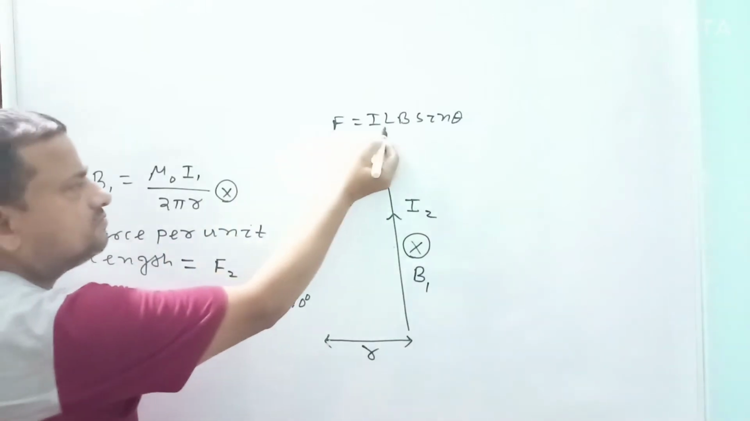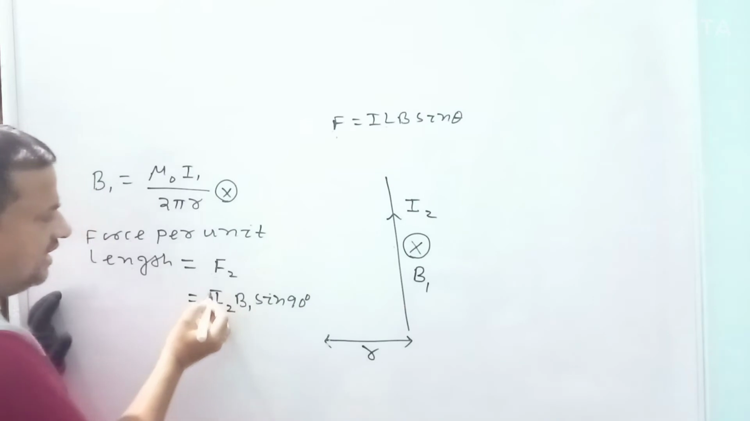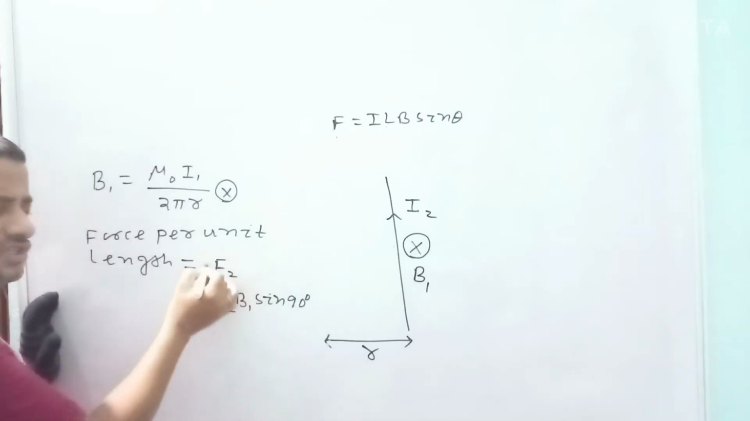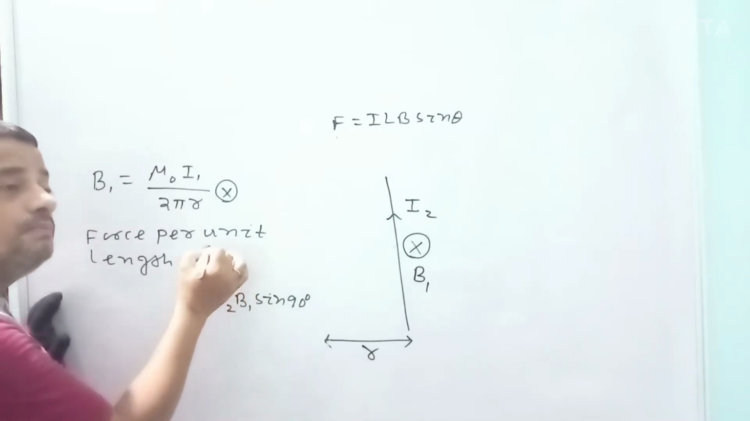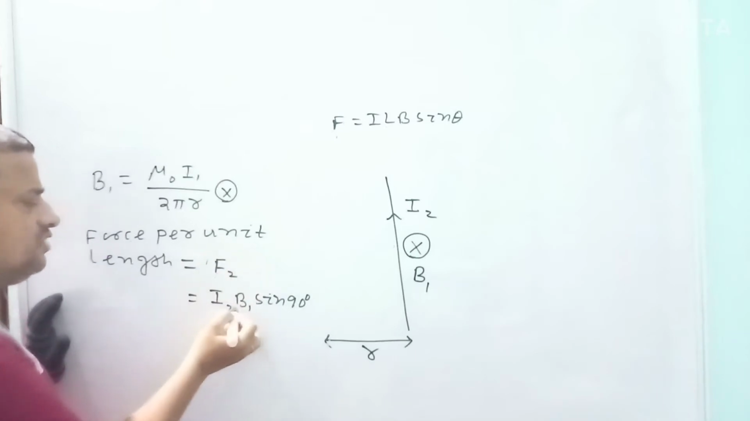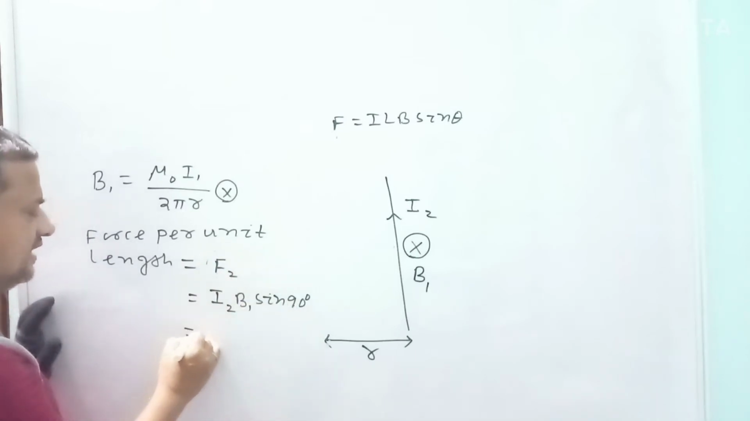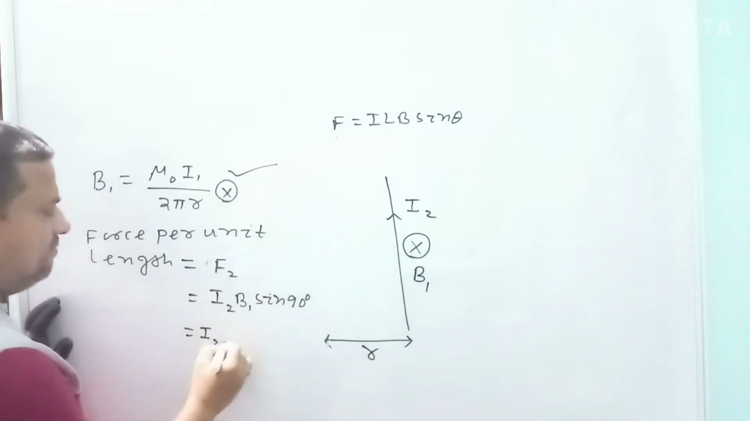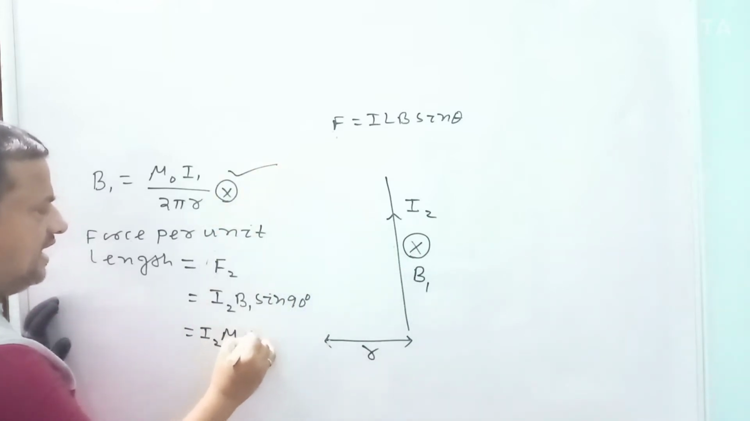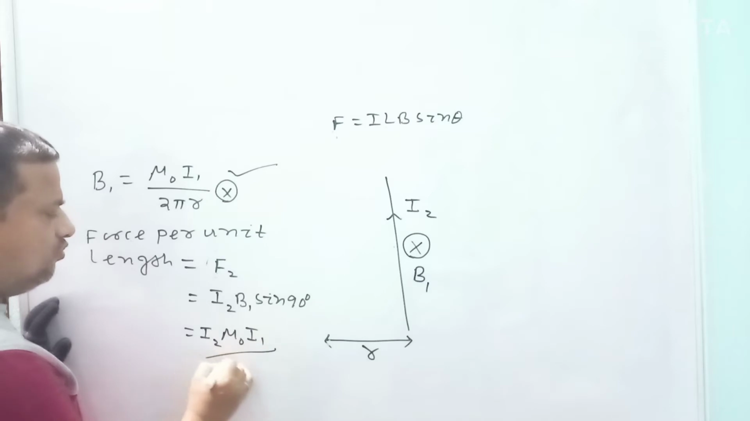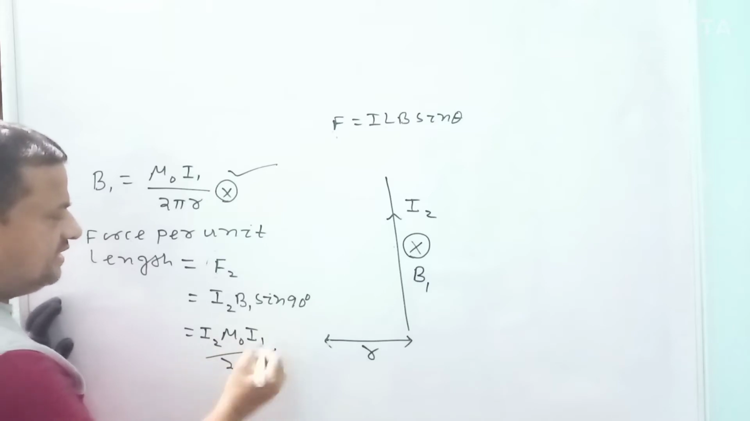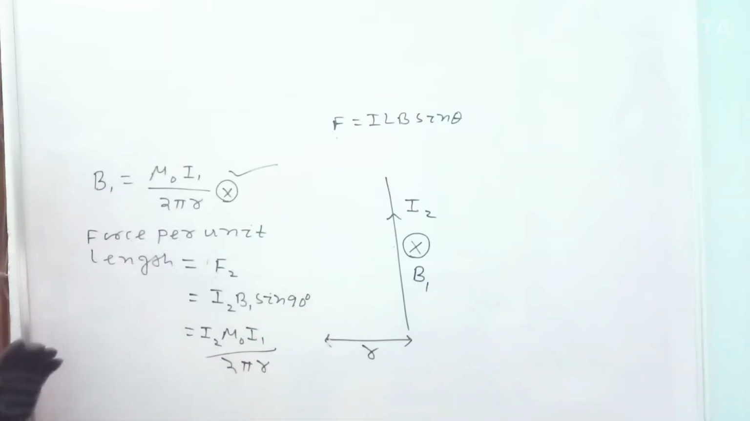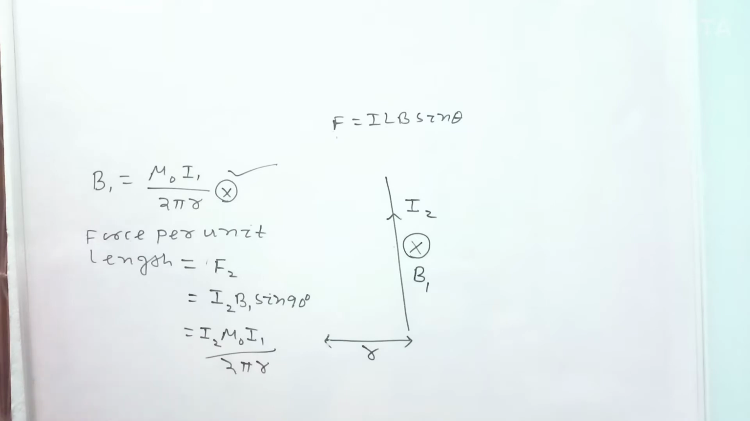I will take force by this length as F2. So F2 is what? This is not force, this is force per unit length. So I2 B1 sin 90. That is, I2 B1 is what? This one, mu naught I1 by 2 pi r, and sin 90 is 1. So you get the force per unit length F2 is equal to this one.